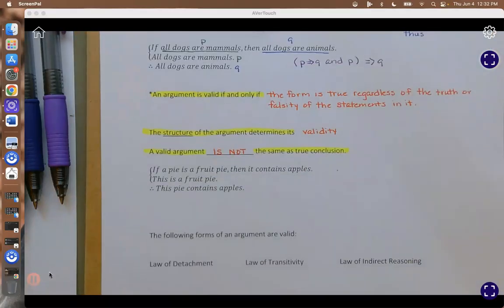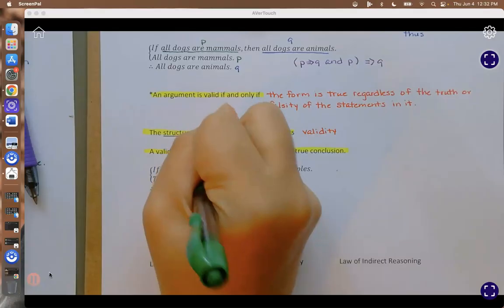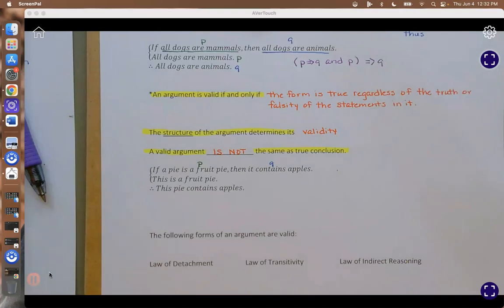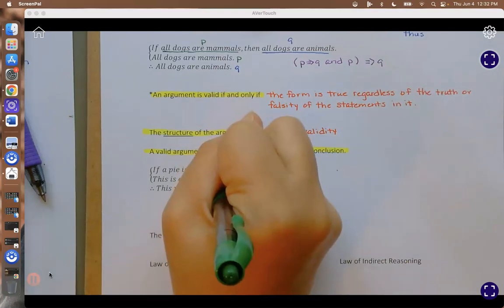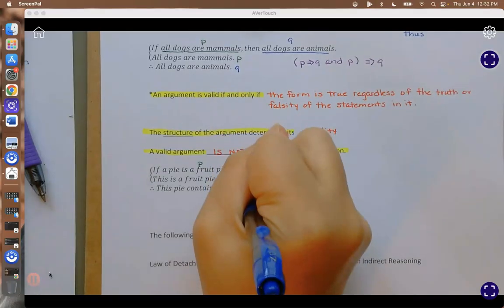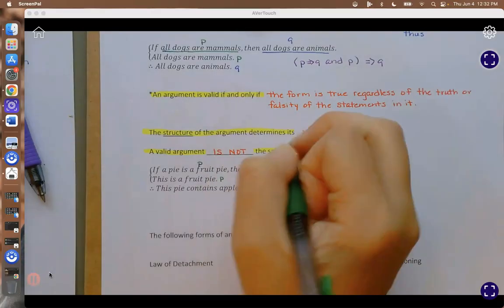Now, let's move up here. So, if a pie is a fruit pie, then it contains apples. Okay? So we have P, it contains apples, Q. This is a fruit pie, so that's P. Then it contains apples, Q. Okay, this is the same as this. It's the basic form, and we're going to talk about the different forms that are valid. But this is the basic form.